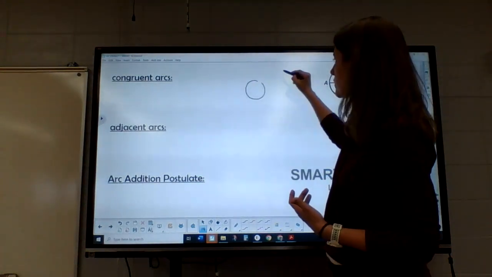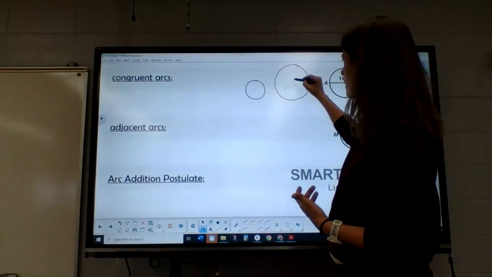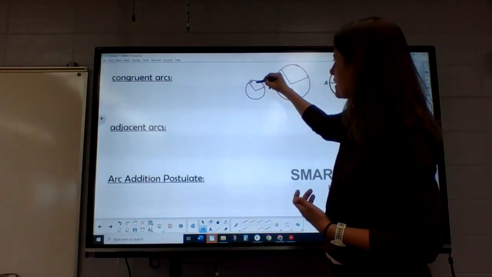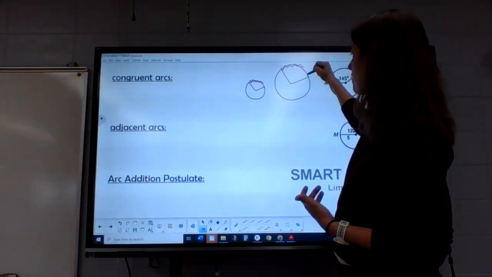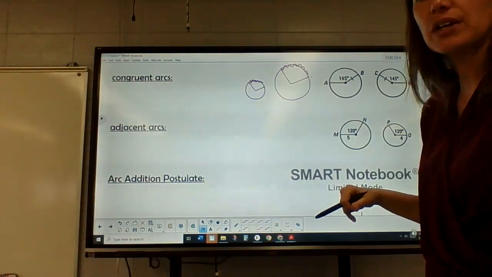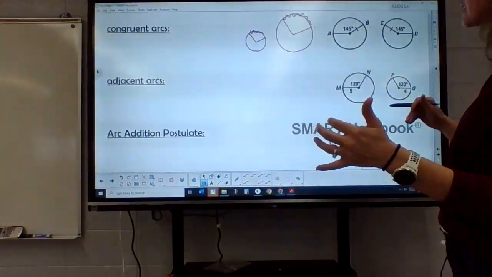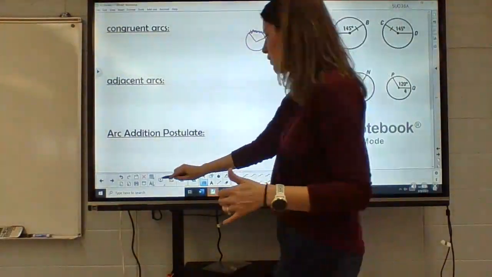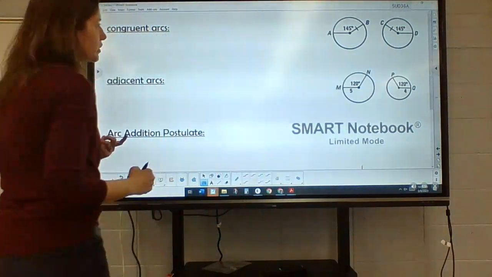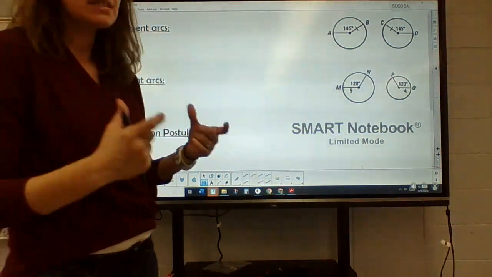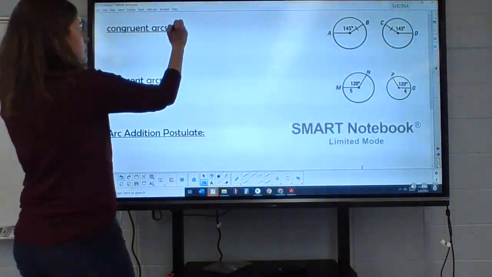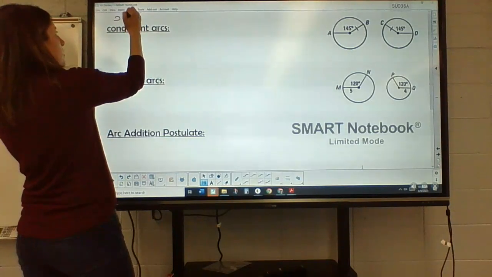So if I have a small circle and then I have a big circle, even though the angle's the same, this arc is obviously going to be shorter than this one. So those would not be congruent because they're different size circles. So just to make sure that's clear, those would not be congruent. So let me get rid of those. So congruent arcs have to have the same central angle and the same length radius. So congruent is equal arcs.